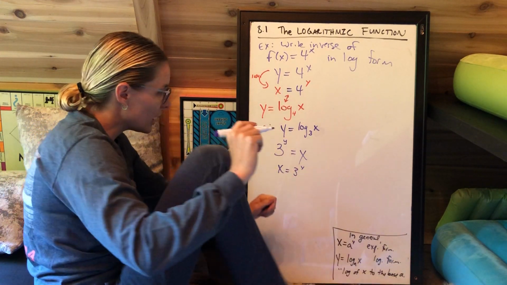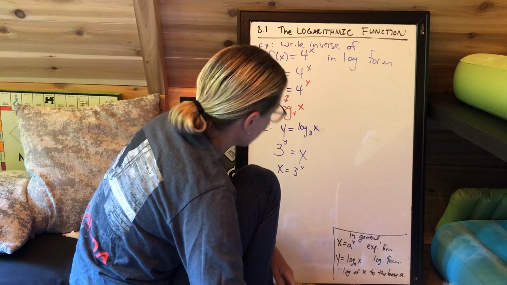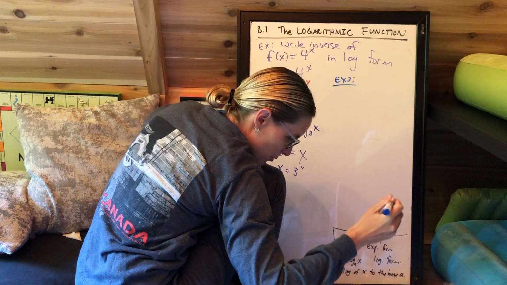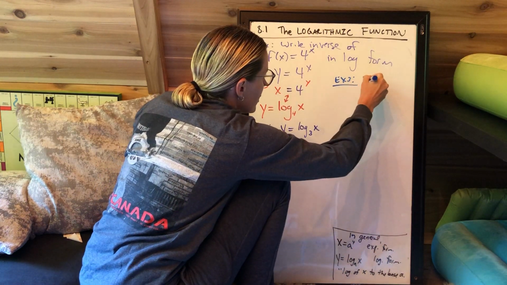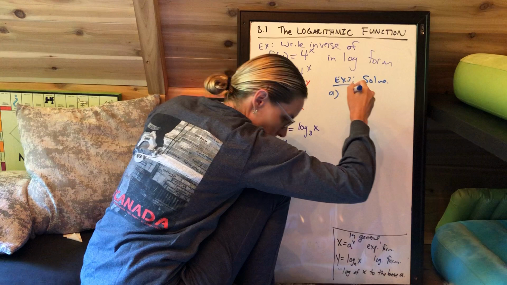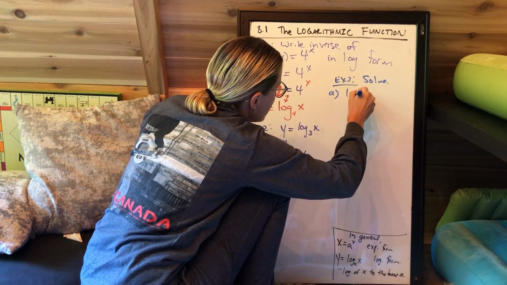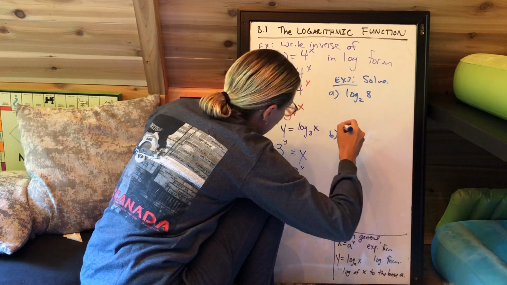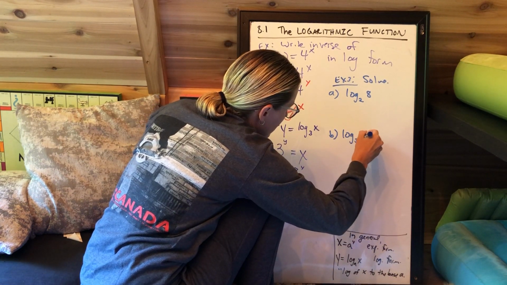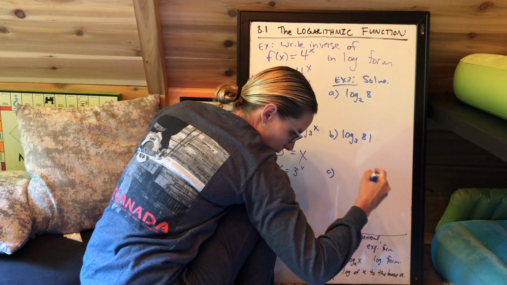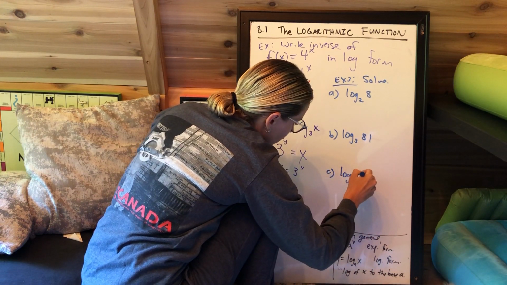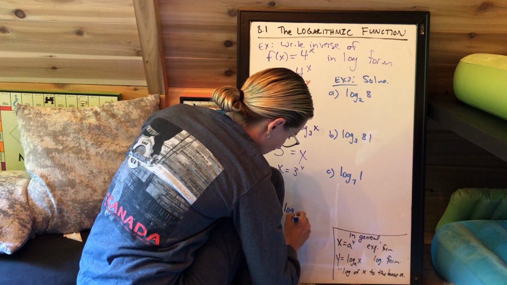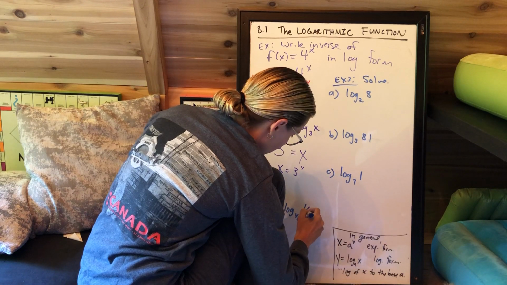Okay, now example 3, and this is really where it starts to make the most sense because you can see it in action. Example 3 has numbers everywhere, which makes your life easier. So you actually have to solve these. So there is log base 2 of 8, log base 3 of 81, log base 7 of 1, and I'll do d over here, log base half of 1/32.